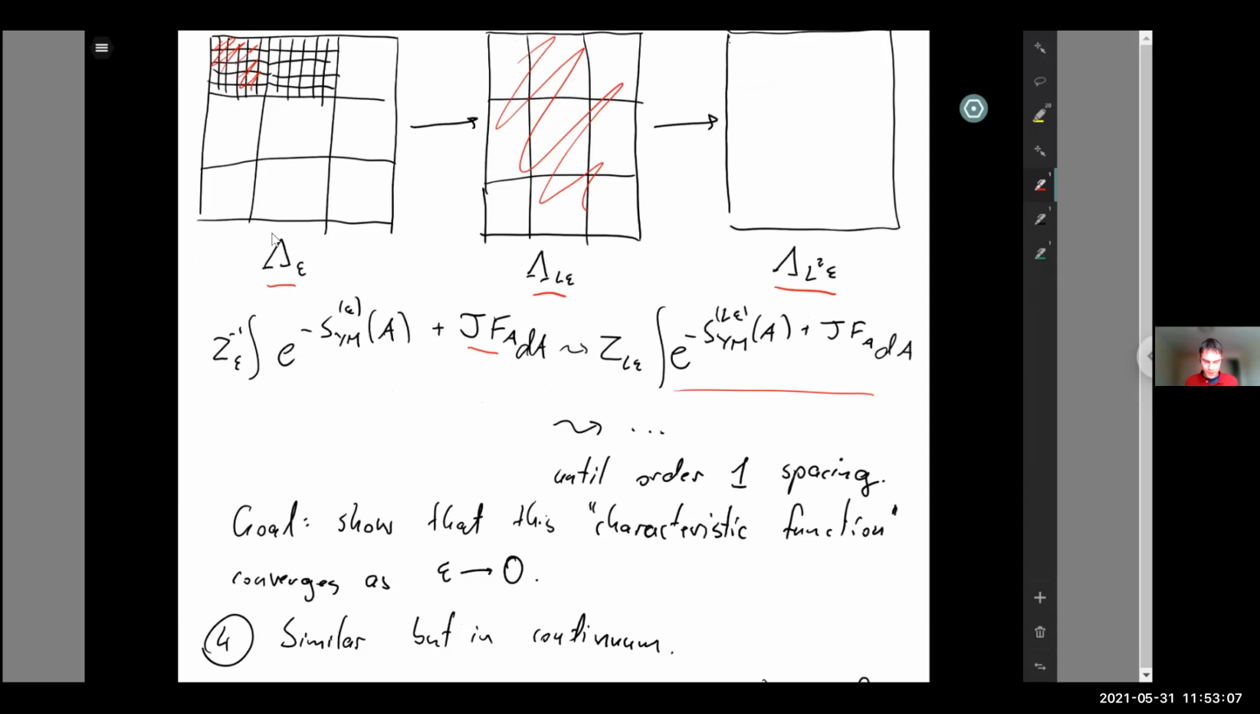And then the goal is that you want to show that you can change your action in such a way. So this is where counter terms and renormalization enters. That these types of characteristic functions converge as you send the spacing of your original lattice epsilon to 0. This is the ultimate goal. So you want to construct these so-called Schwinger functions.